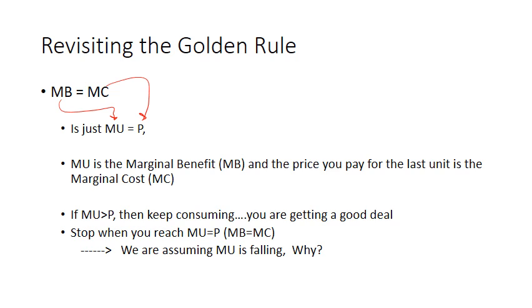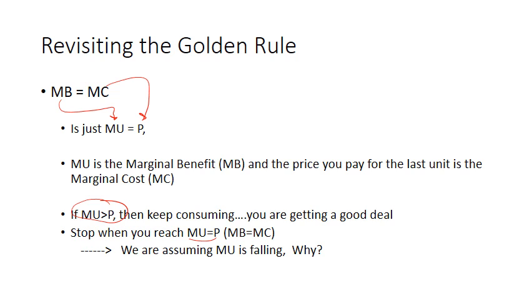So just like that little kid, consumers, if they're getting a good deal and MU is bigger than P, there's an incentive for them to keep consuming. And they're going to want to stop when the last unit has a marginal utility equal to the price, or MB equals MC is the case.